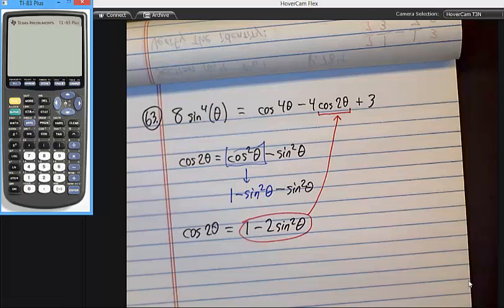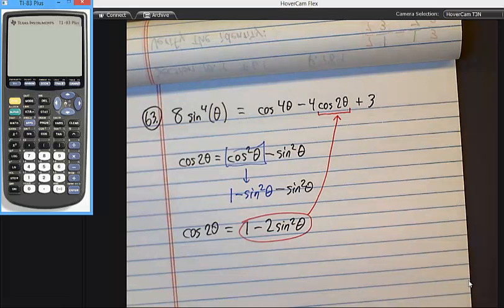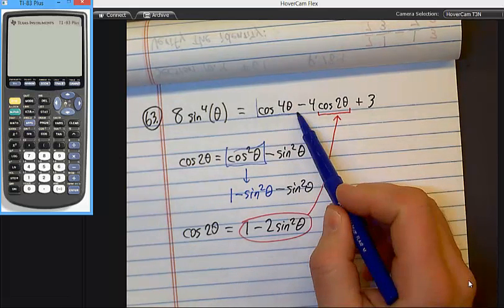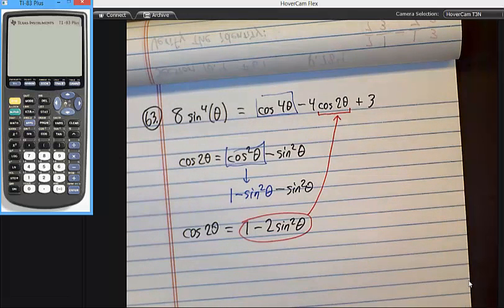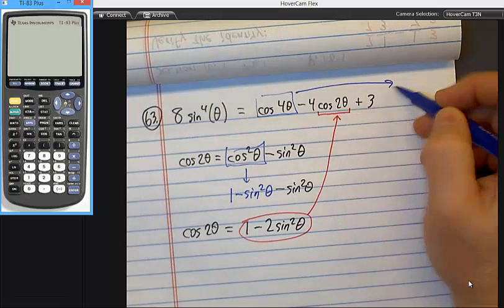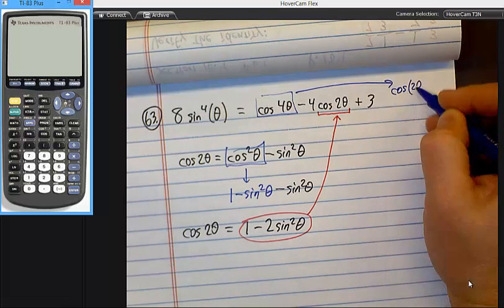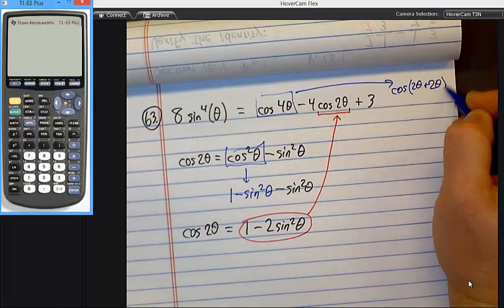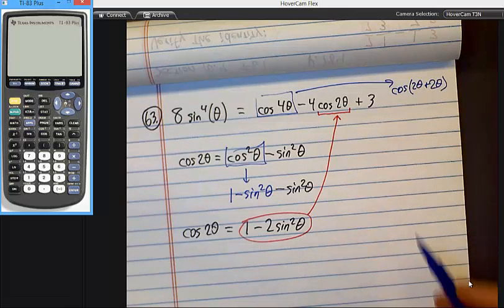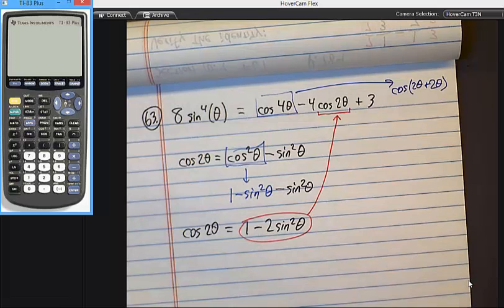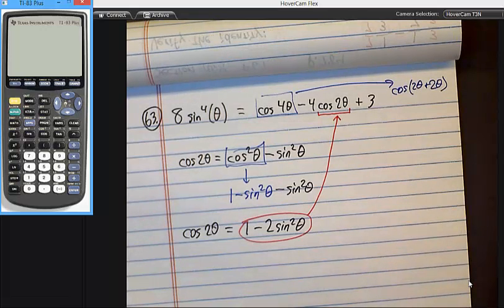And I can't finish it in 1 minute, but I will tell you that my next move would be to take this guy and try and write it maybe as the cosine of 2 theta plus 2 theta. And if I keep working it out enough, I think you're going to get the right answer. That's all we got for today, guys. I'll show it to you next week if you like.